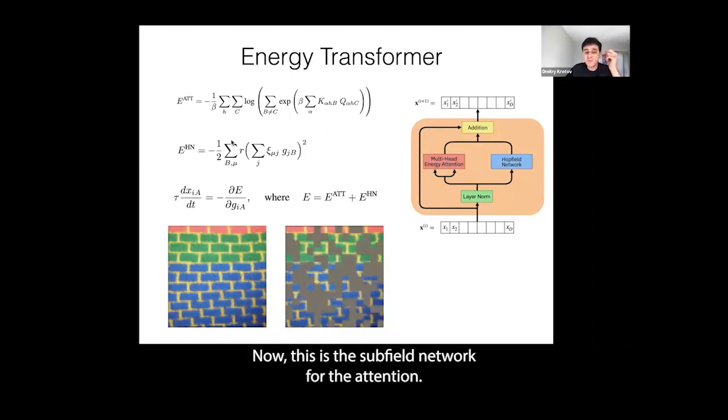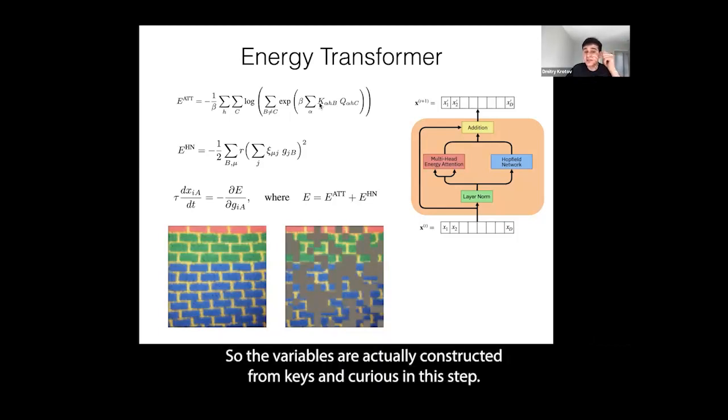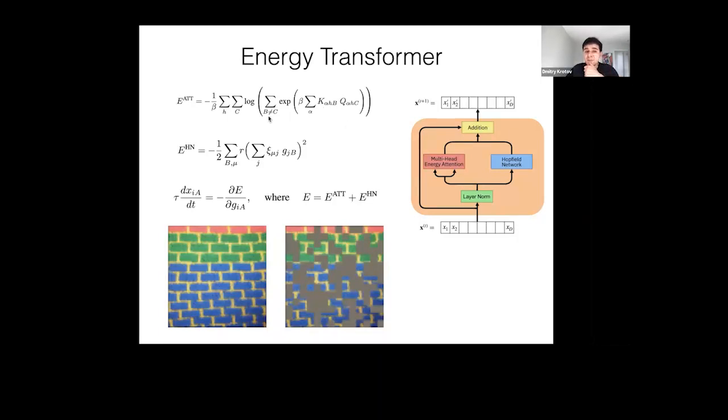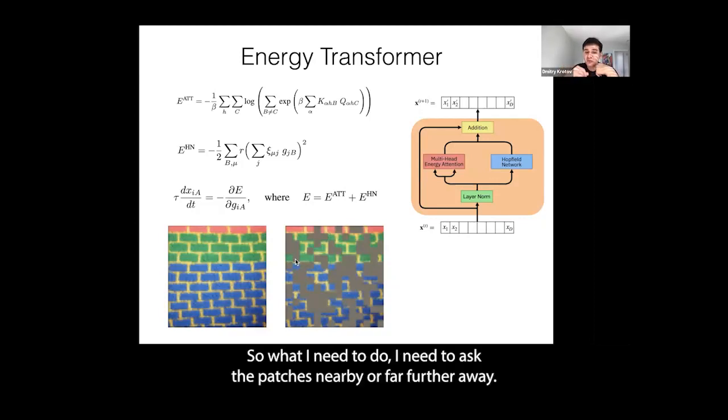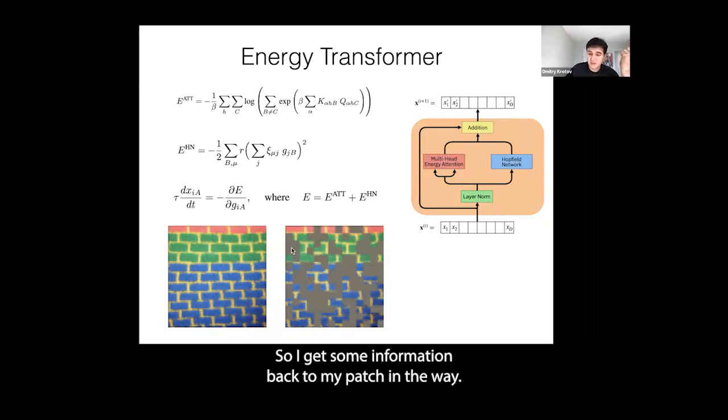Now, this is the Hopfield network for the attention. Like the conventional attention, it has queries and it has keys. For reasons of compatibility with the energy function, it does not have values. So the values are actually constructed from keys and queries in this step. But essentially, think about it like this. Let's say that I'm the gray patch, and I want to know whom I should become. What I need to do is ask other patches nearby or farther away who they are. For example, I see that there is a patch here next to me, which is green. So I send a query to that patch, and the patch tells me that the key for that patch is green. So I get some information back to my patch.